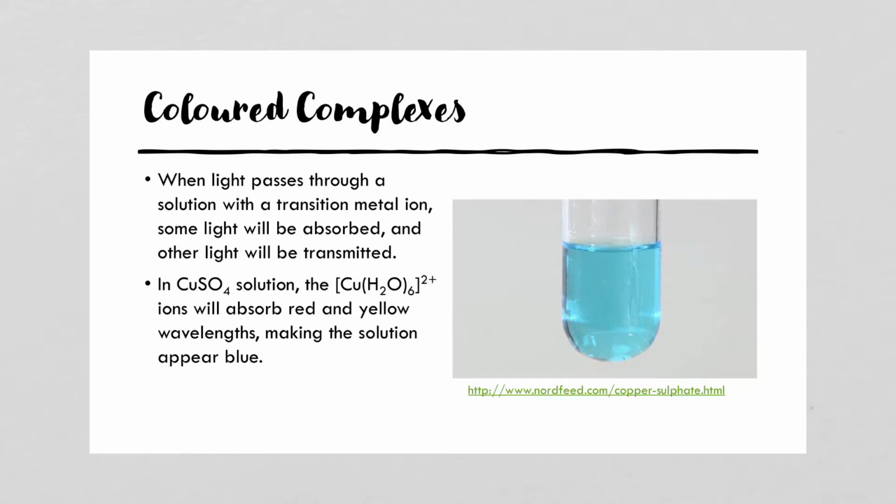So when light passes through a solution that has a transition metal ion, some of the light will be absorbed and some of the light will be transmitted or passed through. If we take a look at the copper 2 sulfate solution, the hexaaqua copper 2 plus ions will absorb red and yellow wavelengths, which will make the solution appear blue, as you can see in this image.